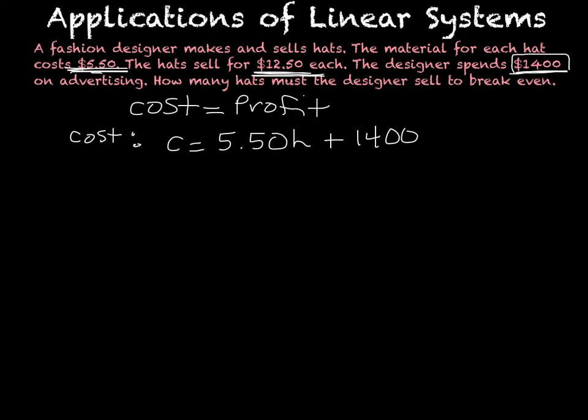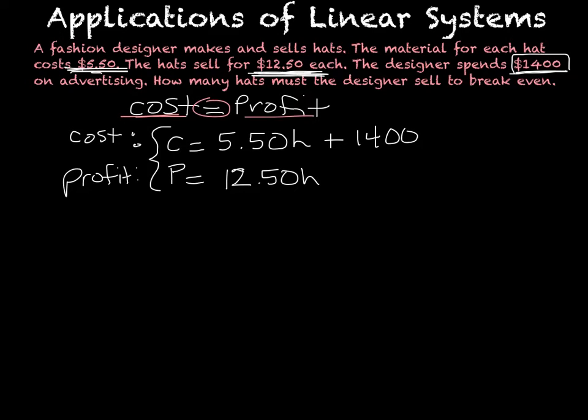And now my profit is going to be how much she sells each hat for. So $12.50 per hat. Okay, so we have the cost and the profit. So in this case, we have a system of equations right here. Well, we want the cost to equal the profit, so I'm just going to set these two equations equal to each other.